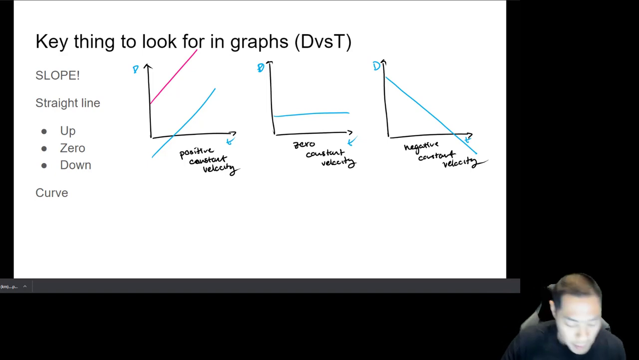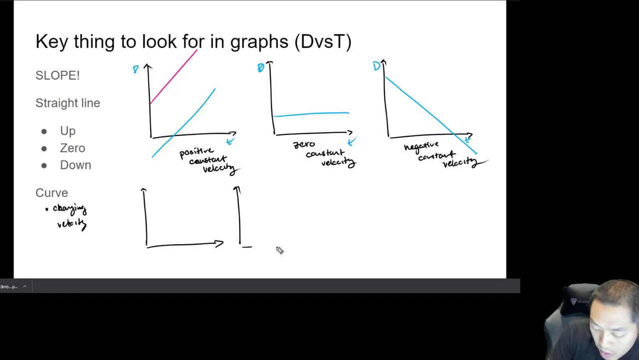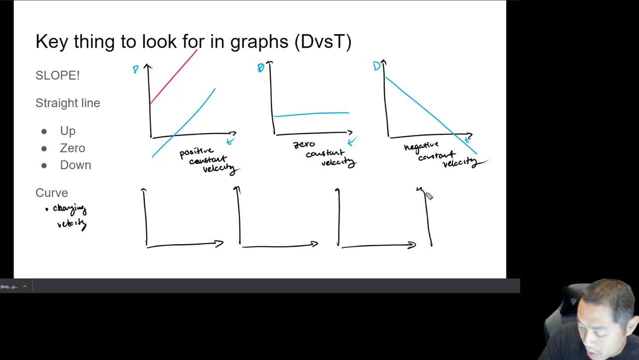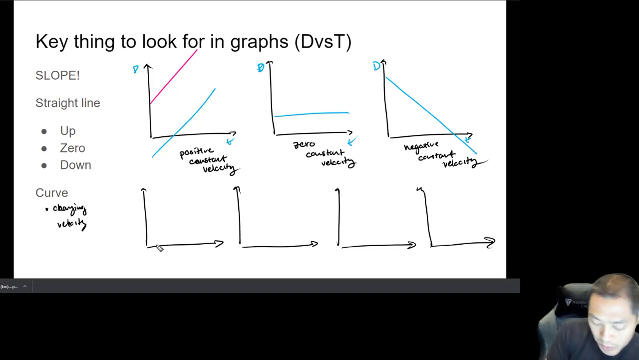What else you can see is a curve. And curve means changing velocity. So there's going to be 4 different situations that you can see here. I'm going to try to fit them all in here. And this is the hard part, which some of you might just memorize, but some of you could probably reason out. This is what we did that first day with the rocket.